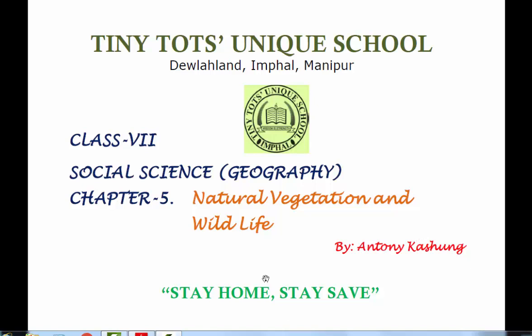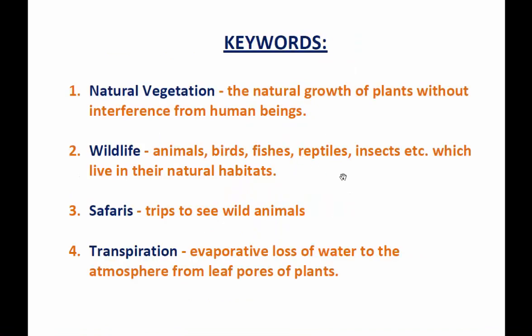Today we will learn a lesson from geography, chapter 5, and the name of the chapter itself is Natural Vegetation and Wildlife. Well, before we go into the details of this very lesson, first of all let us learn some of the important words or the key words which will appear in this very lesson.